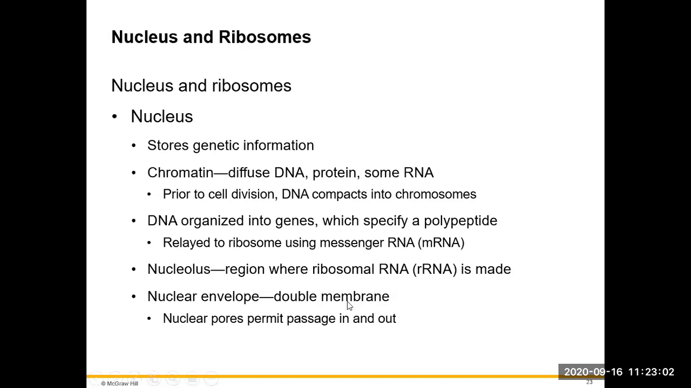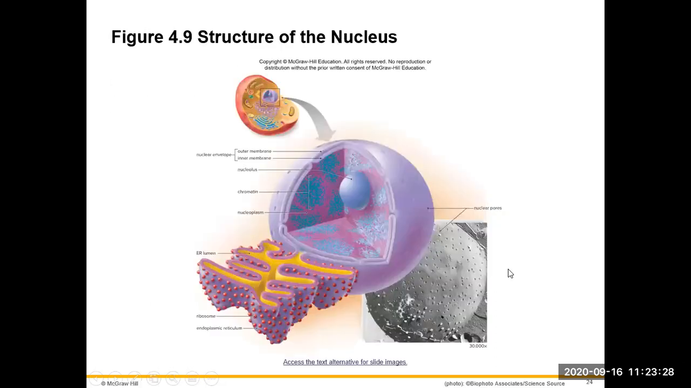The nucleus has a nuclear envelope, which is a double membrane system, and nuclear pores permit the passage in and out. The nuclear envelope is a special kind of plasma membrane. The only difference is this one is just for the nucleus, and the plasma membrane is for the whole cell. This is the structure of the nucleus, and as you can see, at the center is the nucleolus. Just take a moment to look at the structure of the nucleus.